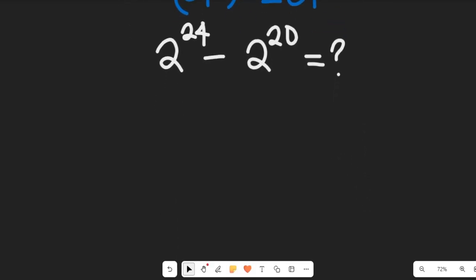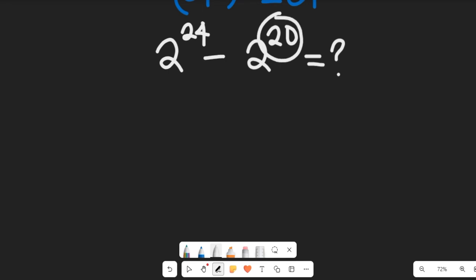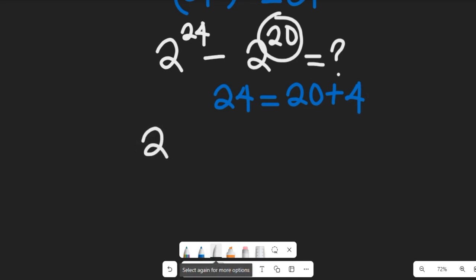In the next step, we're going to simplify so that we'll have a common index. To have a common index, we'll break out 24 to be equal to 20 plus 4. That way we can factor them out. So we'll have 2 to the power of 20 plus 4, minus 2 to the power of 20, and this will be equal to what?